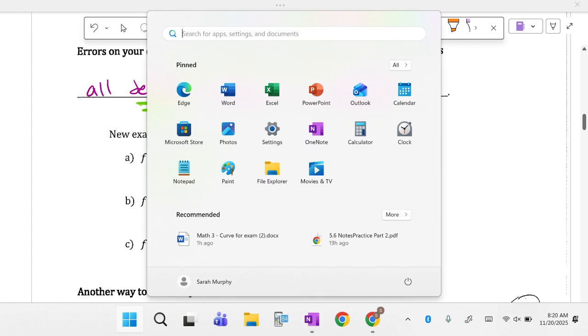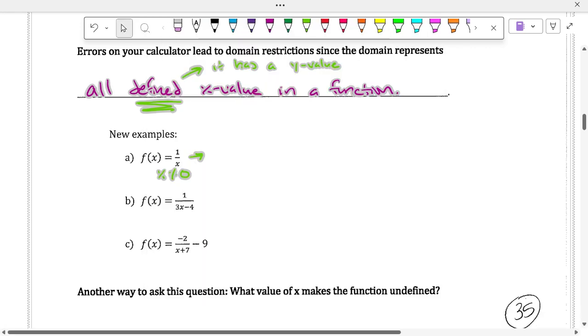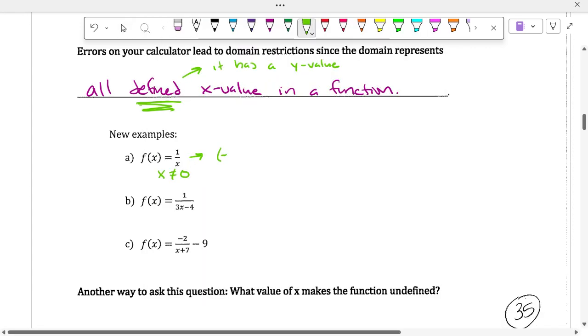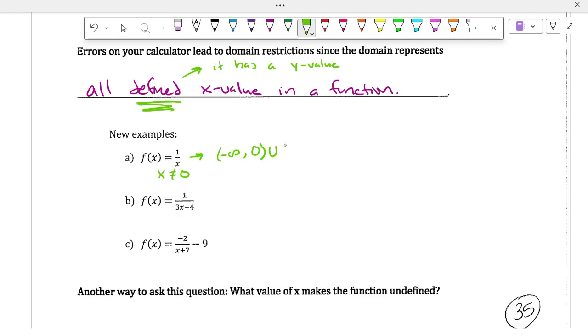It's not all real numbers. So it'd be negative infinity to where? 0. Now, do I use a bracket or parenthesis for that? Parenthesis, because what does a bracket mean? Defined. All right. Then we hit a union symbol. We pick back up at 0, and we go to infinity.